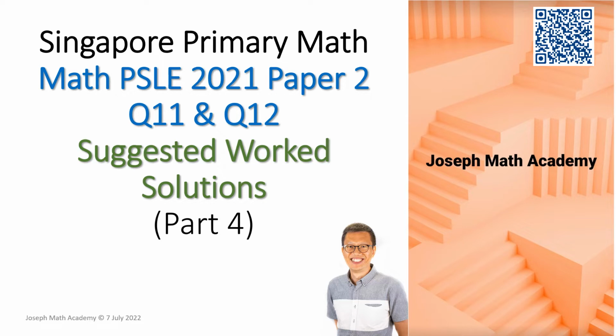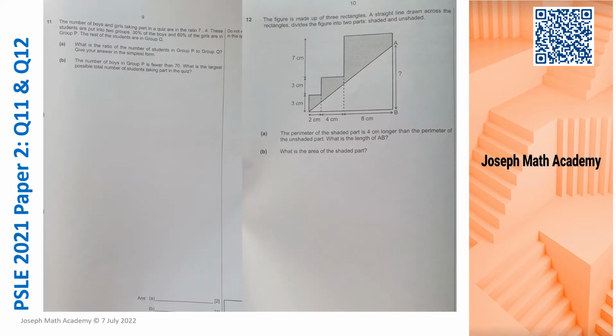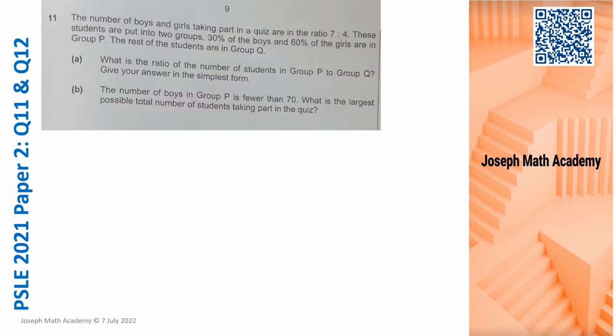Welcome to this video. It's on Math PSLE 2021 Paper 2, questions 11 and 12. This is the SMART strategy that I used for all my word problems suggested solution. And these are the two questions that I'm going to share with you today, questions 11 and 12. Let's start the first question. Question 11 is on percentage and ratio.